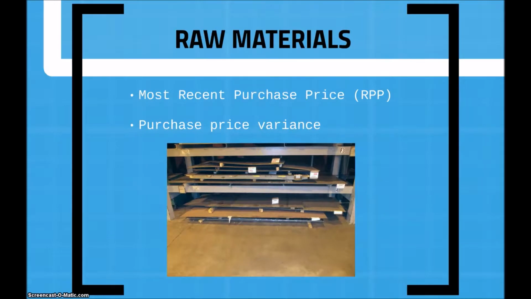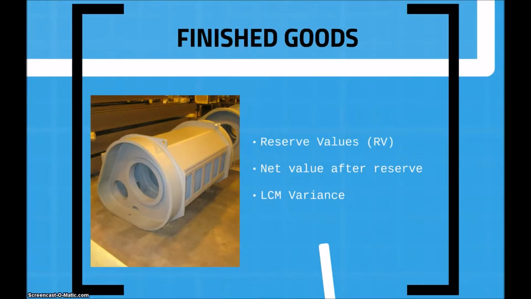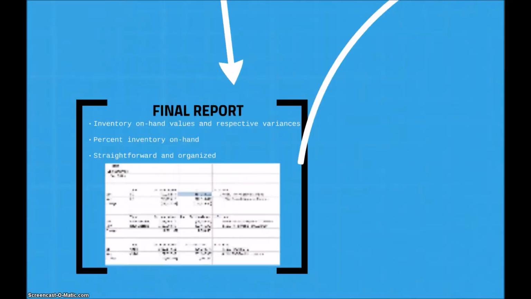The raw materials will use the most recent purchase price to calculate the purchase price variance. The work in process will do the same with BOM calculations. And the finished goods will use reserve values to calculate the net value after reserve and the LCM variance. A final report will be generated which shows inventory on hand values and their respective variances, the percent inventory on hand, and it will be straightforward and organized.